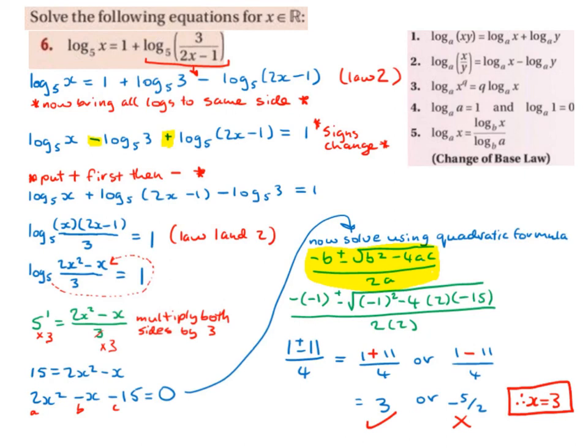So using our plus, we get 1 plus 11 divided by 4, which is 12 divided by 4, which is 3. Or we get 1 minus 11 divided by 4, which is minus 10 divided by 4, which is going to be minus 5 over 2. So x is going to be equal to 3. x cannot be equal to minus 5 over 2, because if we were subbing that into our original equation, that would give us log base 5 of minus 5 over 2, and you cannot have a negative argument in a logarithm.